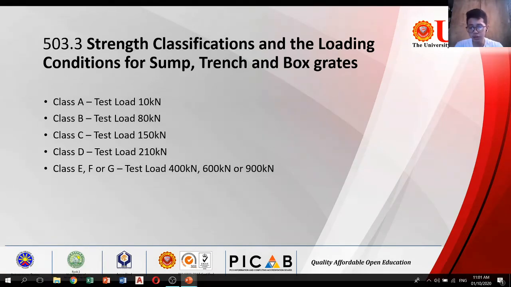All loading conditions specified are applicable to the three classes of grades depending on their specific uses and locations.